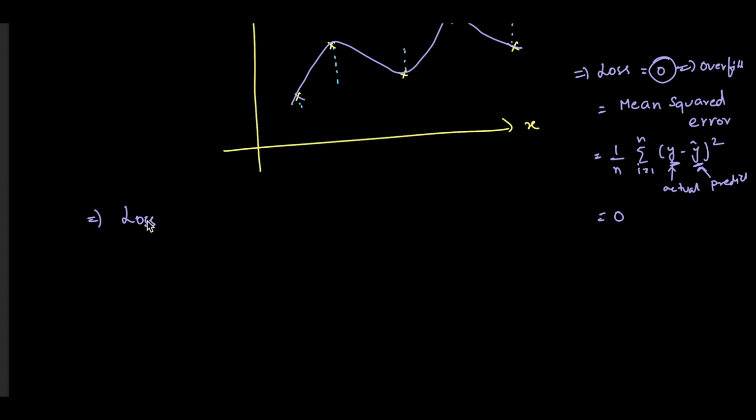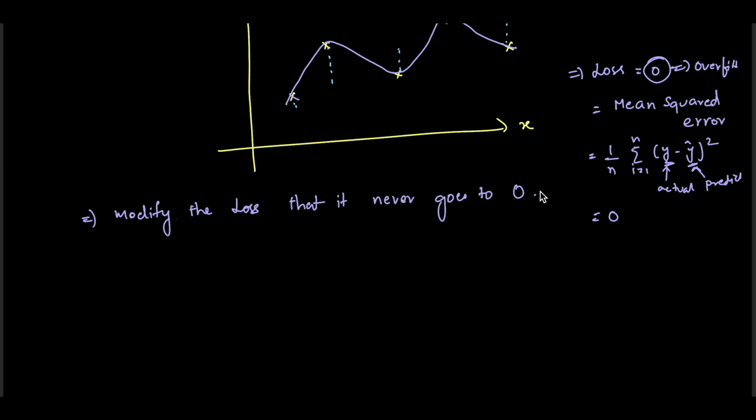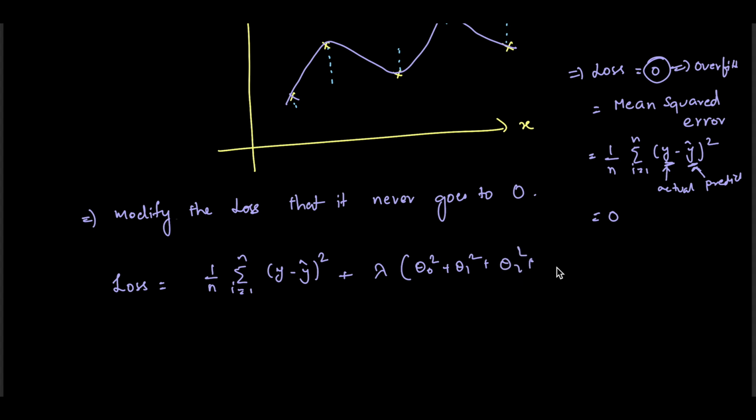If we can somehow modify the loss in such a way that it will never go to zero, then there is no chance of overfitting, right? So this is what we'll try to do with the help of L2 and L1 regularization. In case of L2 regularization, we'll modify this particular loss in this way. This is our initial loss function, (y minus y cap) whole square. To this, we'll be adding an extra term, that is lambda times (theta naught square plus theta 1 square plus theta 2 square, and so on up to theta n square). Previously, our loss function was only this one, a. Now we have an extra part, b.